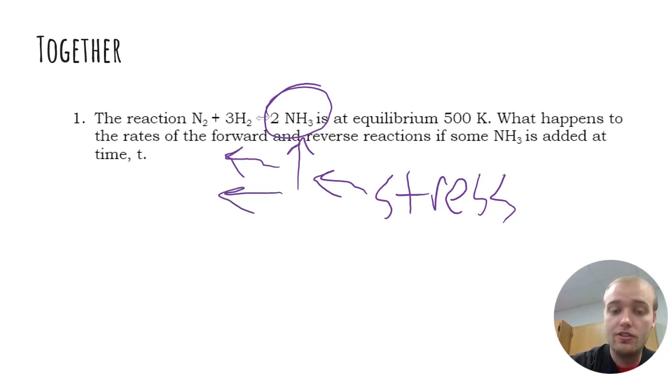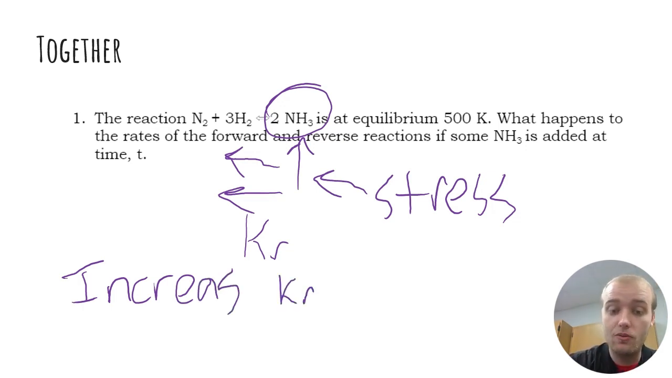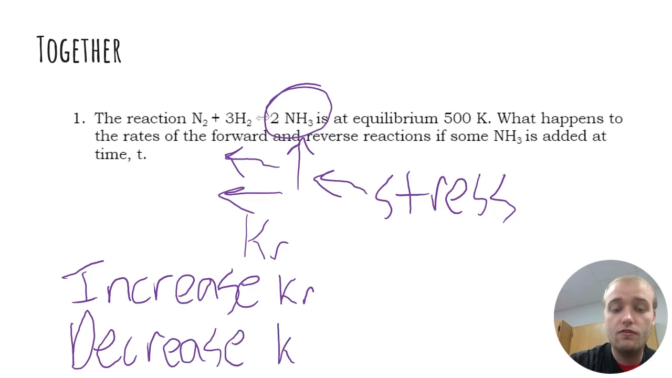Well, if we go that direction, that is the reverse reaction, right? So by increasing the amount of NH3 that we have, you are going to increase the rate of the backwards reaction, and you're going to decrease the rate of the forward reaction, okay? Because the stress you put on is you added more products, so you're going to want to make more reactants.